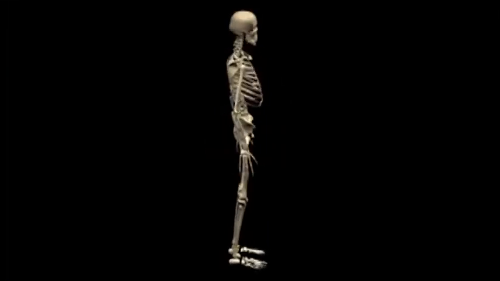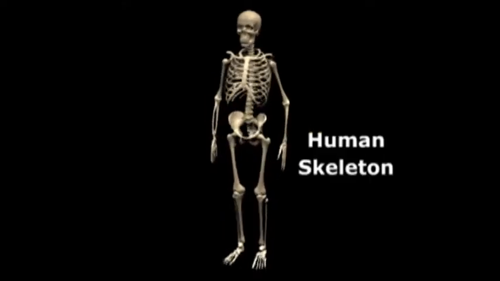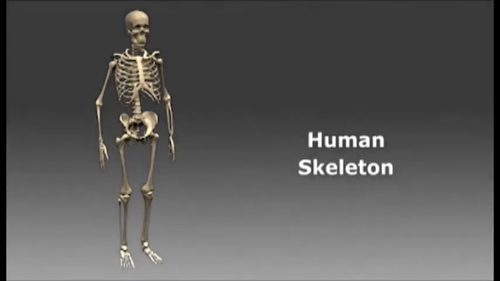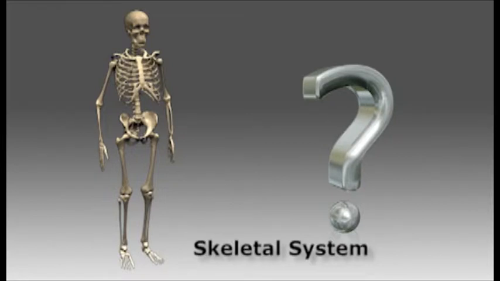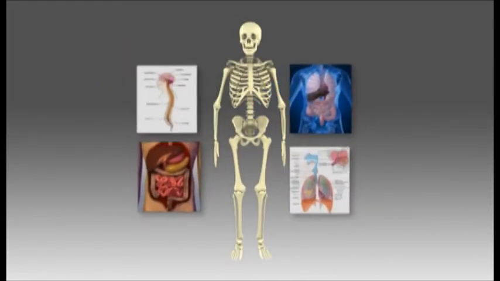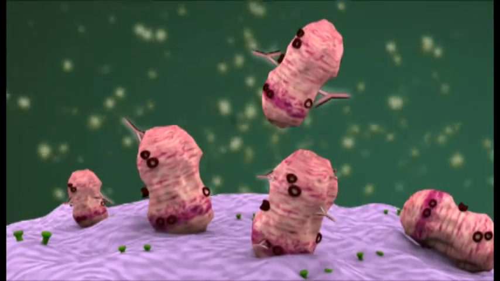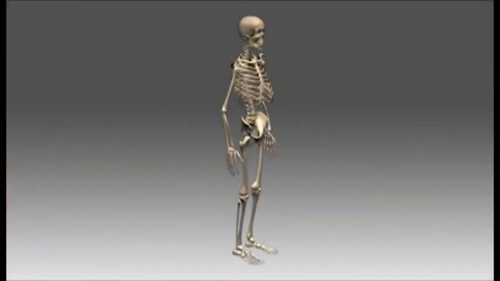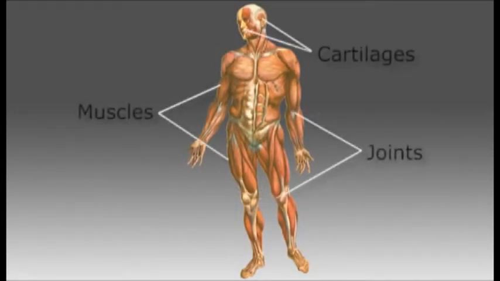Hi friends, look here. Can you tell what this is? Right, this is a human skeleton. We also call it the skeletal system. But why is it called a system? Well, that's because, like other organ systems, here too, cells form tissues. Tissues form bones. And bones form the skeletal system. Cartilages, muscles and joints are also parts of our skeleton system.